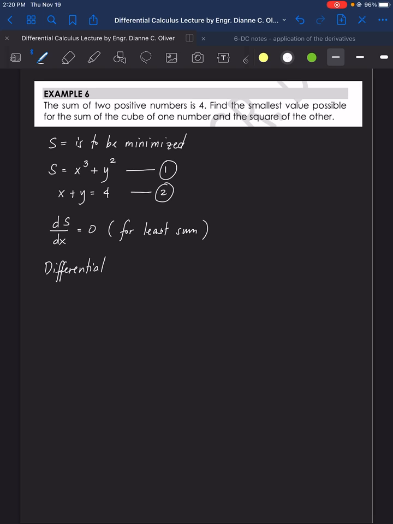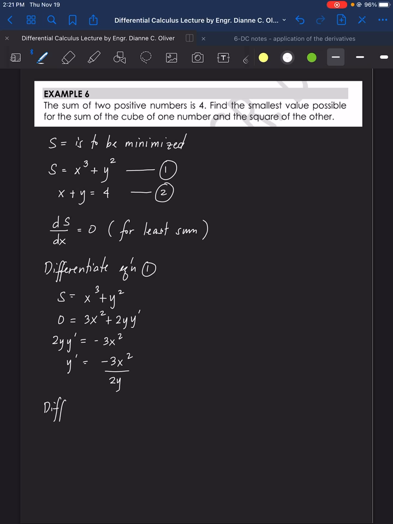So differentiate equation 1, then we have s is equal to x cubed plus y squared. Since ds over dx is 0, this is equal to 0. This is 3x squared plus 2y y prime. 2y y prime is equal to negative 3x squared. Y prime is equal to negative 3x squared all over 2y. So that is our y prime for equation 1.